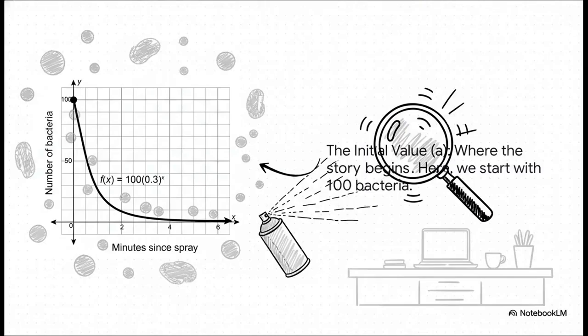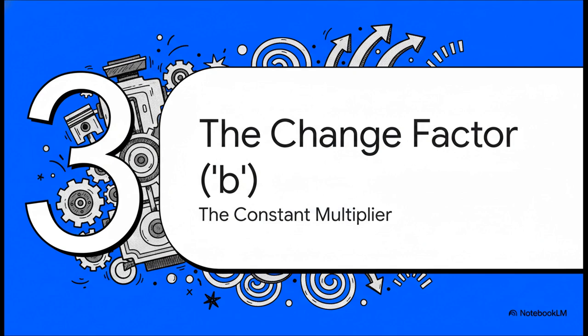And check this out. This graph shows it perfectly. We're looking at some bacteria on a desk, right? The bottom axis, the x-axis, is time. So look at time 0. Where does that curve hit the y-axis? Bam, right there at 100. That's our initial value. That's our A. We started with 100 bacteria. Simple as that.